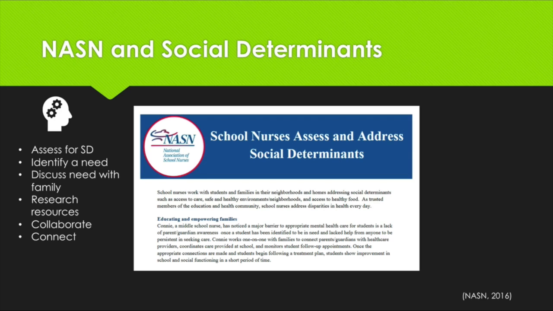So this is really demonstrating that by following these patients, making sure that they're getting the care that they need, this specific nurse is seeing a big improvement in such things as being in school and being present more often. So the cog wheels here and in the head say: assess for social determinants, identify a need, discuss the need with the family, research resources, collaborate, and connect.